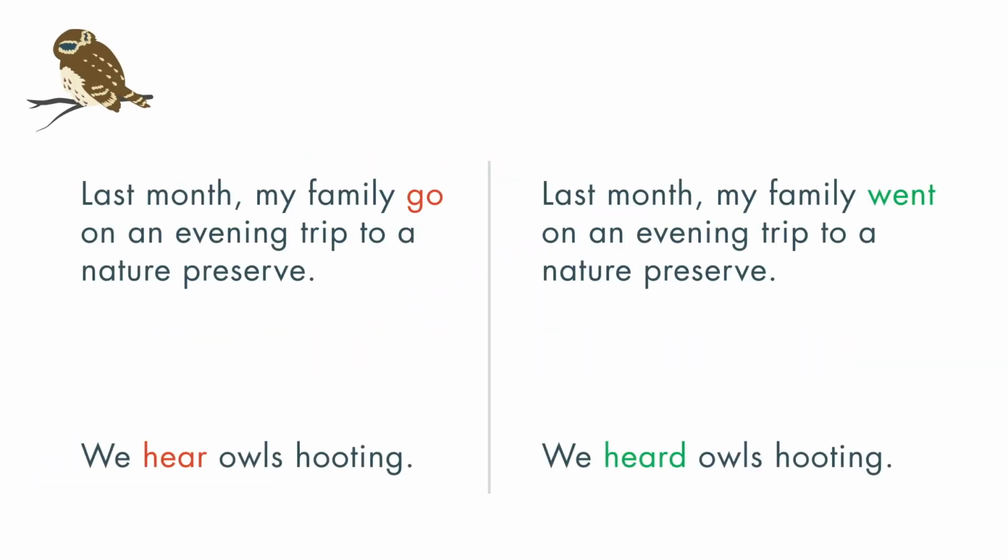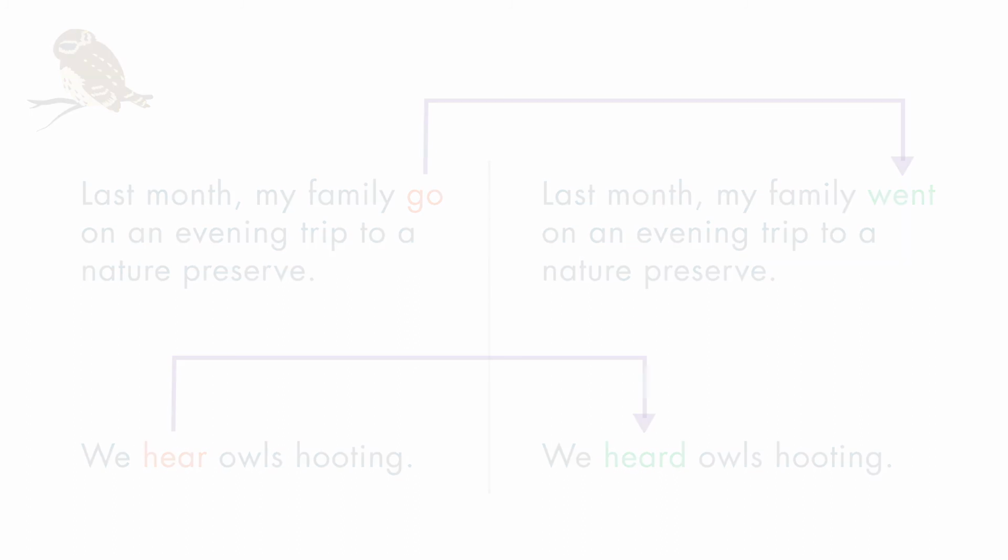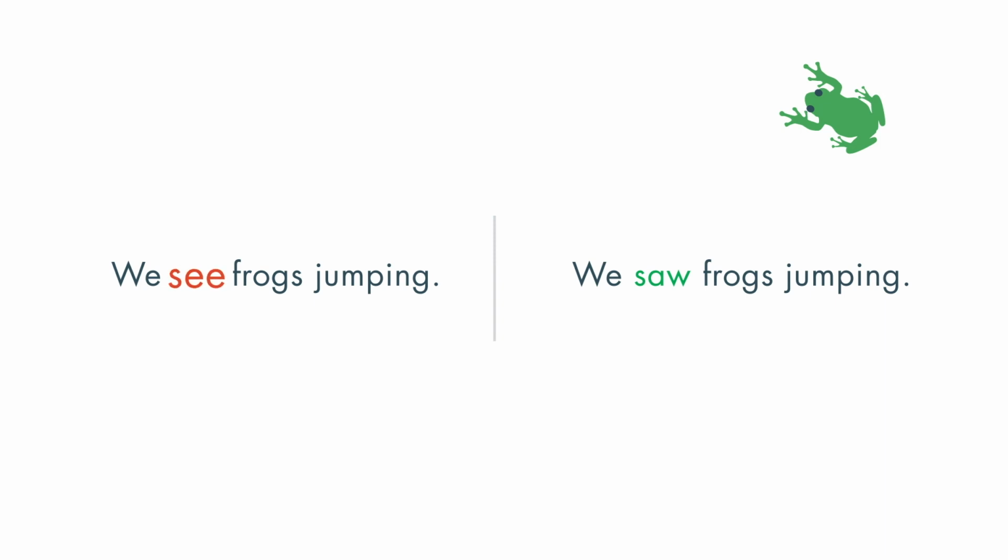The remaining verbs here are irregular verbs. They don't follow the rule of adding ed or d. Their past tense forms have to be learned. The past tense of go is went. The past tense of hear is heard. The past tense of see is saw.